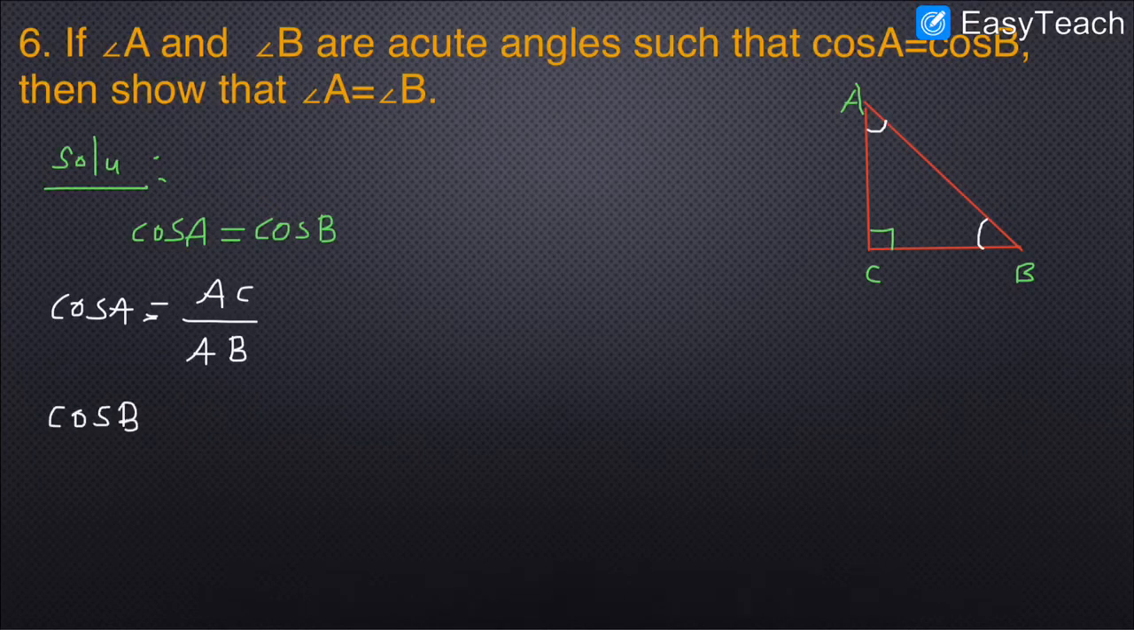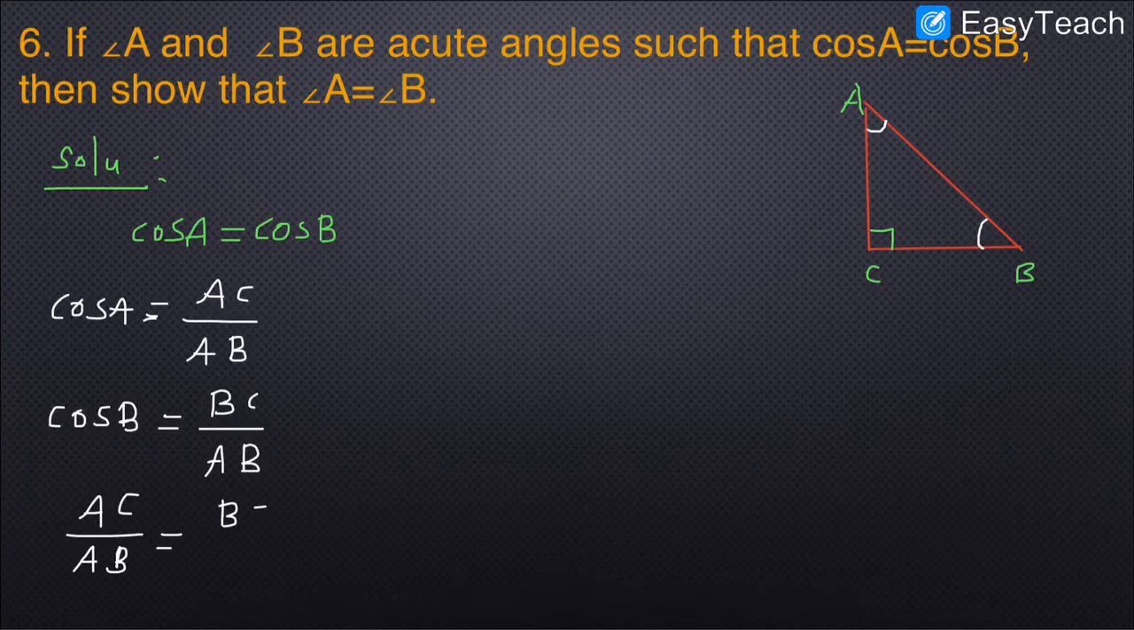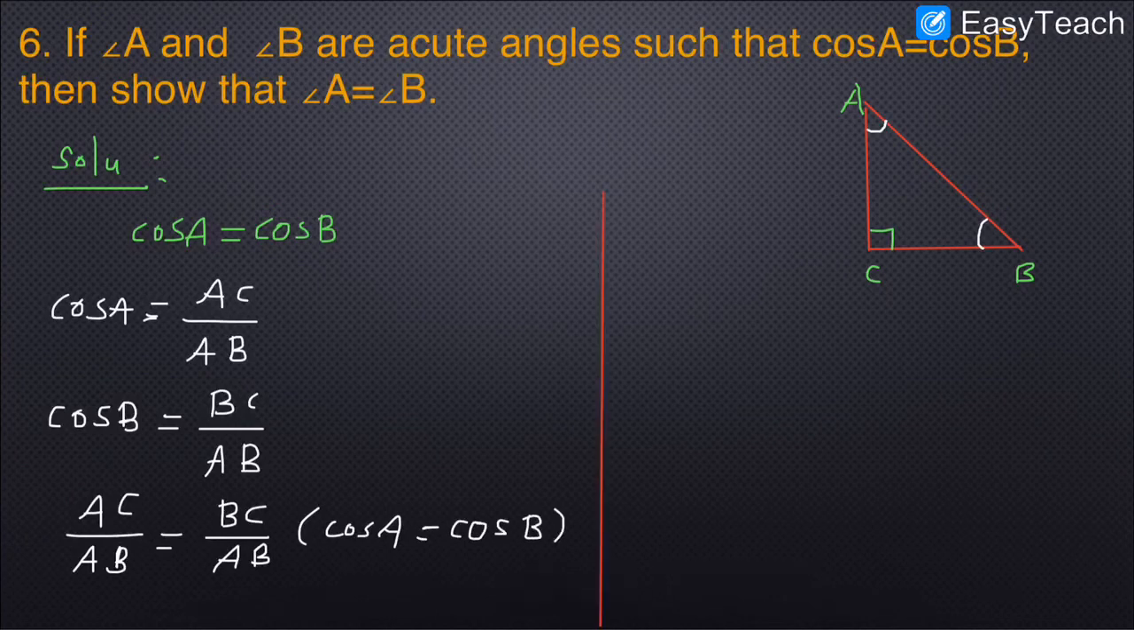What is for cos B? Now the theta turns into B. This time the adjacent side is BC, and the hypotenuse is the same AB. Now I equate these two: AC by AB equals BC by AB, because cos A equals cos B, right? Then AB and AB cancel out. So the remaining is AC equals BC. So what we got is AC equals BC.